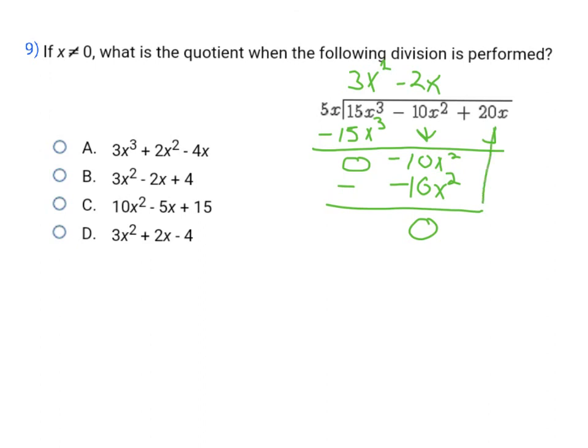And I bring down my last term, which is a plus 20x. And I think about what times 5x will give me 20x. Well, that'll be a positive 4, so I write a plus 4. 4 times 5x is 20x. And that subtracts to 0. I don't have any more terms to bring down, so I don't have a remainder. And so this is going to be my answer, which is choice B.